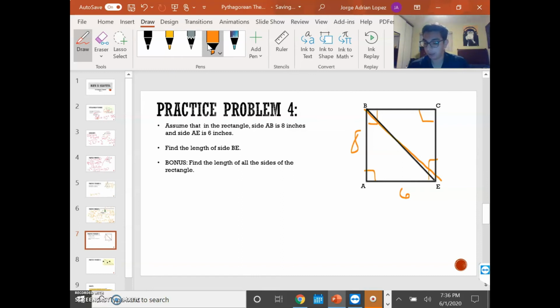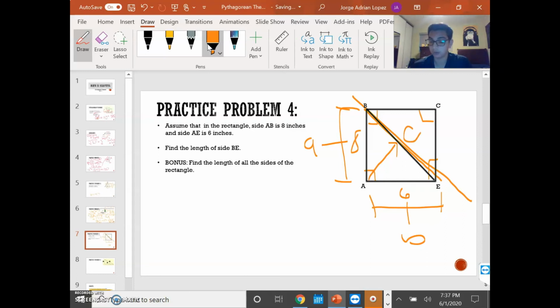Okay? So, we have a right triangle with A to B being 8 and A to E being 6. Now we want the length of B to E. Okay? So, what are we going to do? Pythagorean theorem, right? So let's identify our parts of the triangle first, alright? So we're going to make 8 part a, 6 part b, and what's the hypotenuse? The side across from the right angle, which would be right here, which we're missing, so we're going to call that c. Okay? So a squared plus b squared equals c squared.